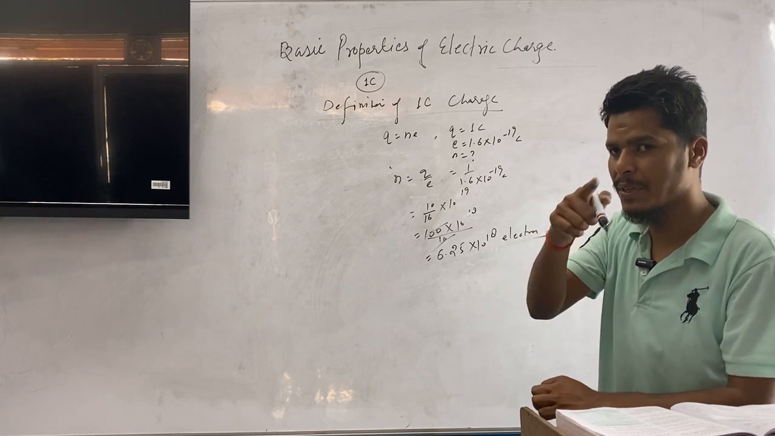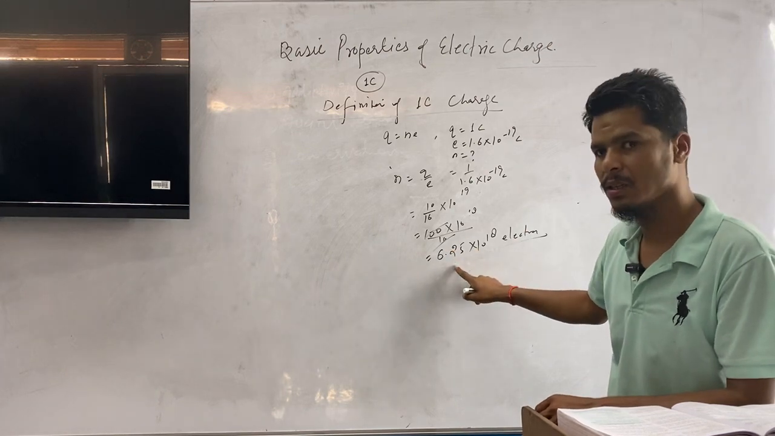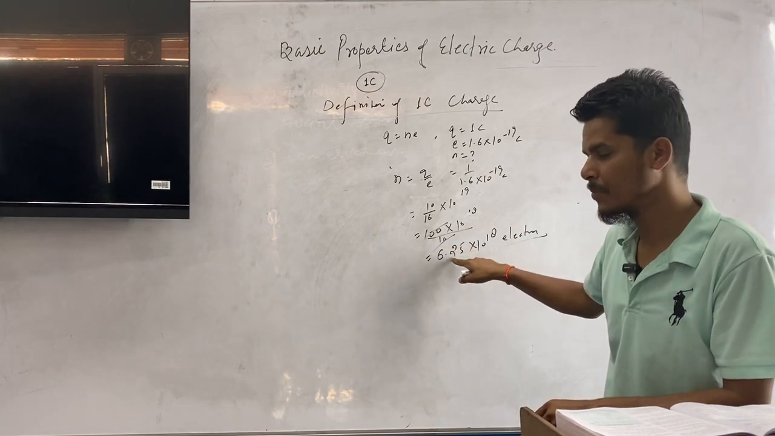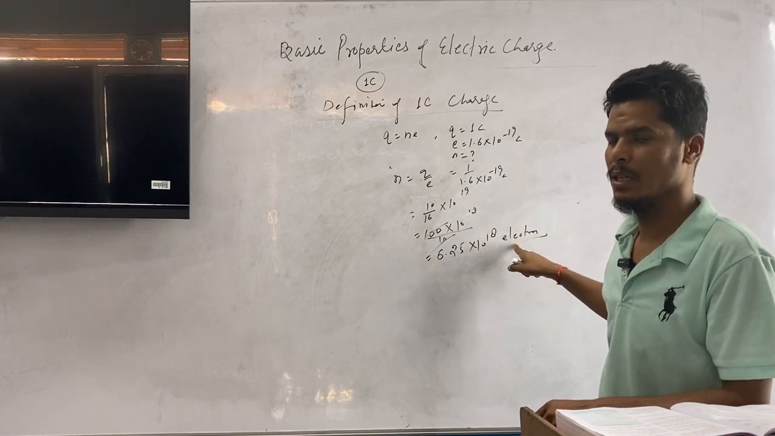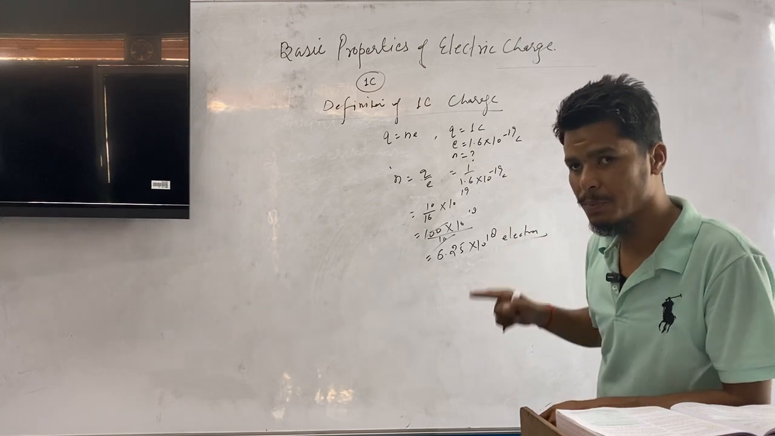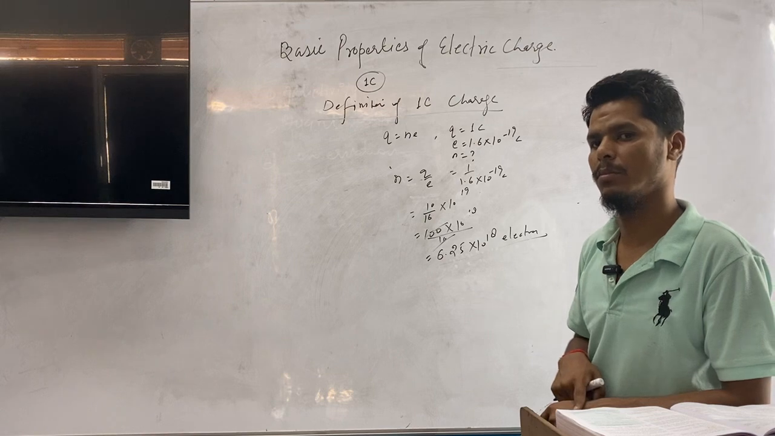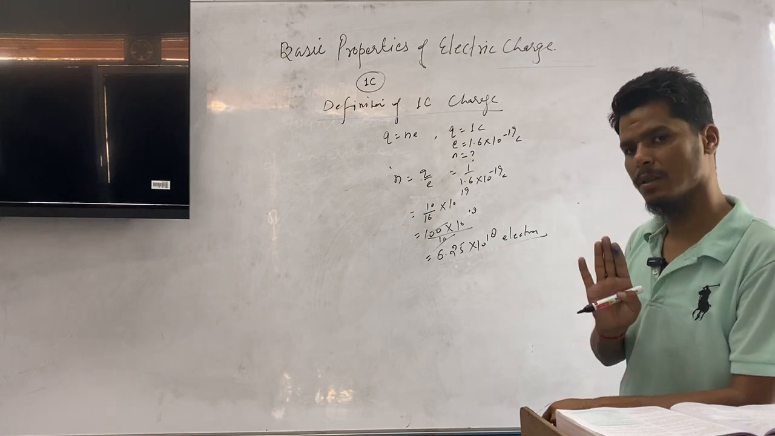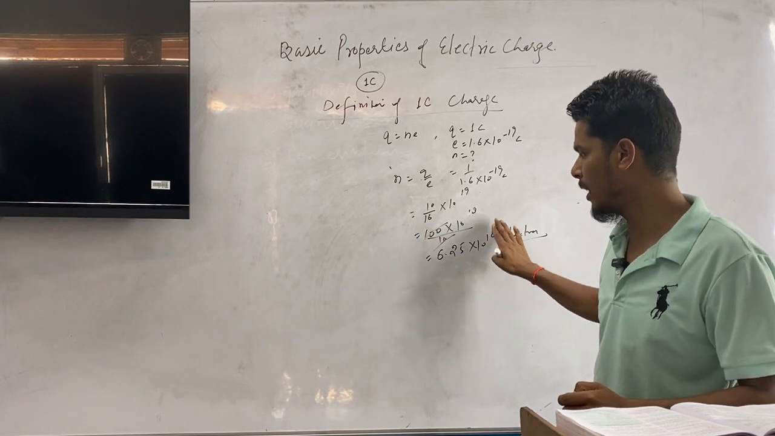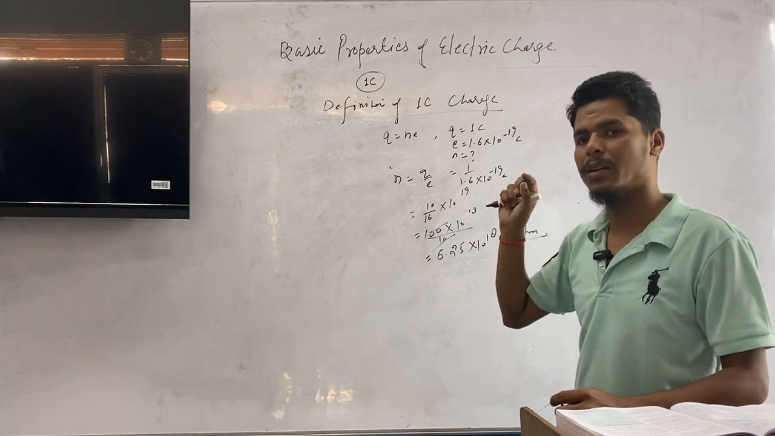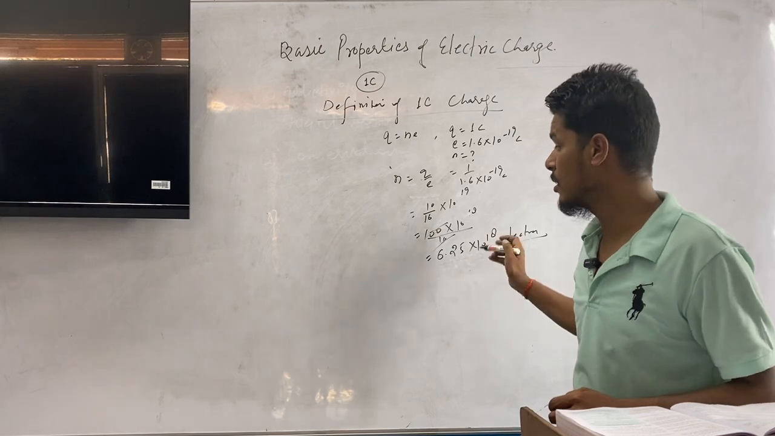You just note down, I am repeating. 1 coulomb charge means if a body loses 6.25 into 10 to the power 18 electrons, then this body would be called 1 coulomb charged. It is charged with 1 coulomb. If a body is receiving 6.25 into 10 to the power 18 electrons, that means it would be called minus 1 coulomb charged. So this is 1 coulomb charge.